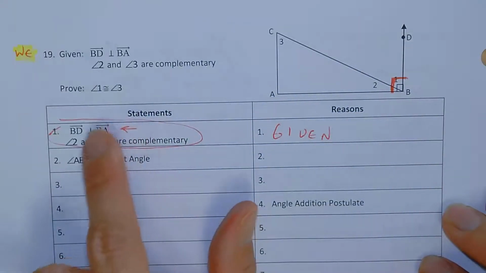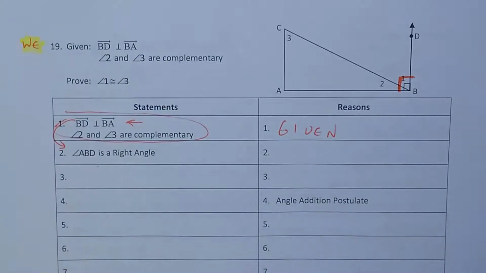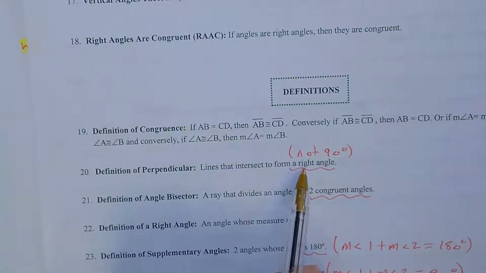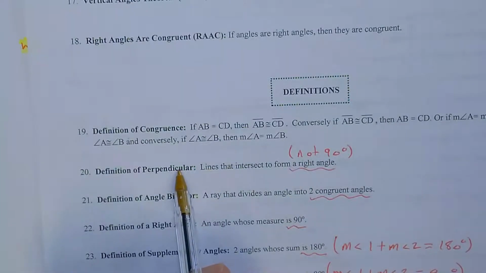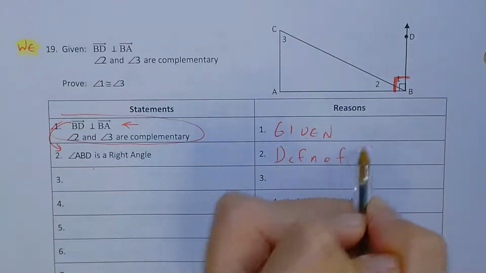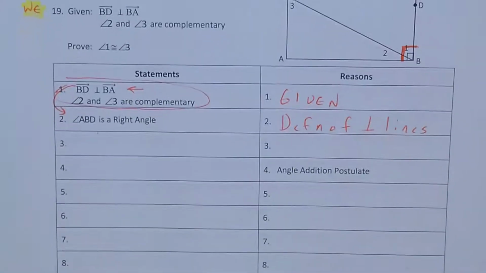So why is it that perpendicular lines make a right angle? Go to your cheat sheet and look for something that says why perpendicular lines make a right angle. And not 90, but a right angle. And that is going to be your definition of perpendicular. Definition of perpendicular. And I'll go ahead and put lines behind it, even though they're rays, it's still a piece of a line.